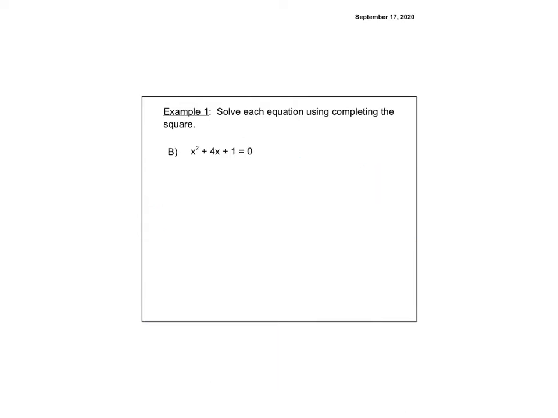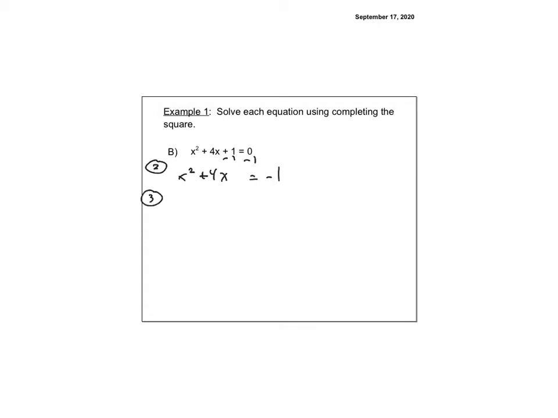Alright, so let's try a second example of completing the square here. This time a is equal to 1, so we can skip step 1. We can go right to step 2. So step 2, we're going to go ahead and move our c term to the other side. So we end up there getting x squared plus 4x equals negative 1.